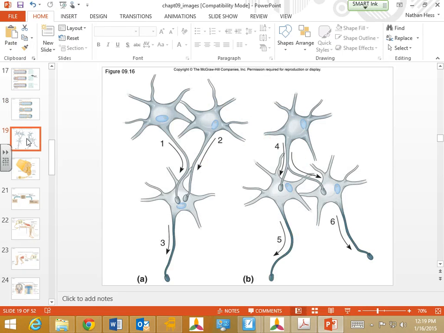Convergence, divergence. Two neurons coming together, that would be convergence into one. Divergence is one neuron that's splitting and sending signals to two separate neurons.